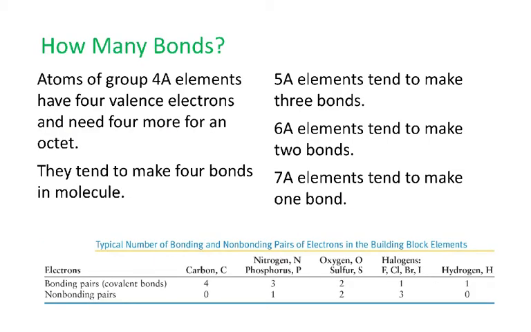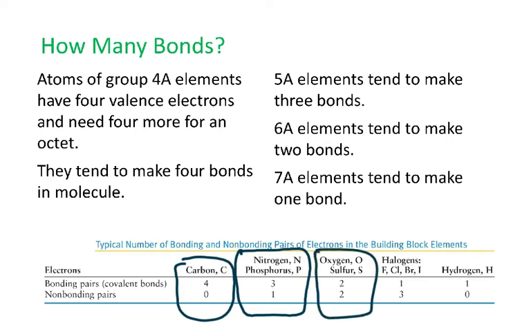This slide shows that carbon makes 4 bonds, nitrogen would make 3 bonds with 1 non-bonding pair, oxygen makes 2 bonds with 2 non-bonding pairs, and halogens and hydrogens each make 1 bond.